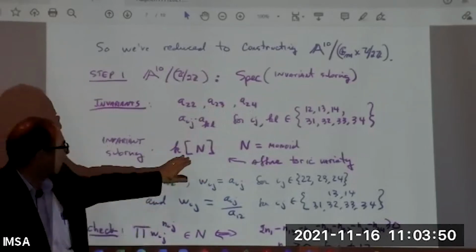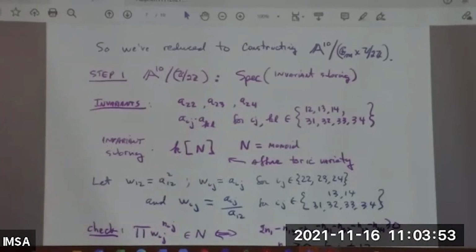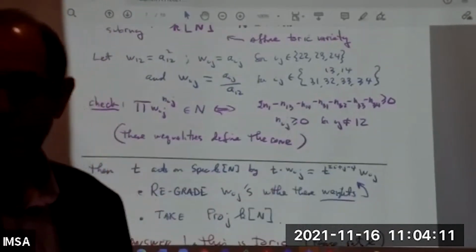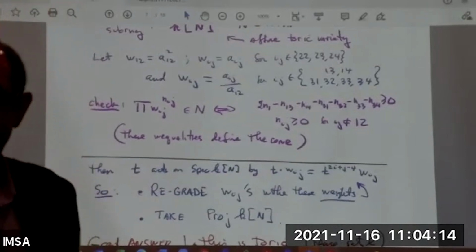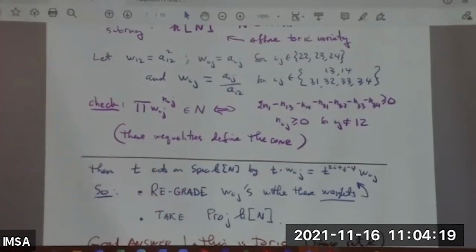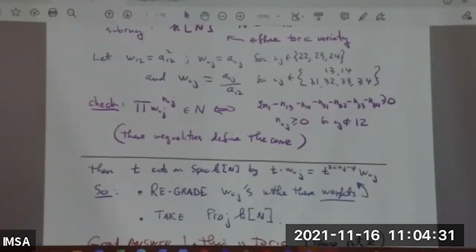And this isn't exactly an affine torus, right? That monoid is a cone. So you have an affine toric variety. It's not affine space, but it's a single cone. Maybe I don't need to go over the details of this. But here are the invariants, the Wij's, and you check that a polynomial of these Wij's gets into the monoid if and only if it satisfies some inequalities to make sure that the original thing's a polynomial. And so those inequalities define a cone. That's the affine toric variety.